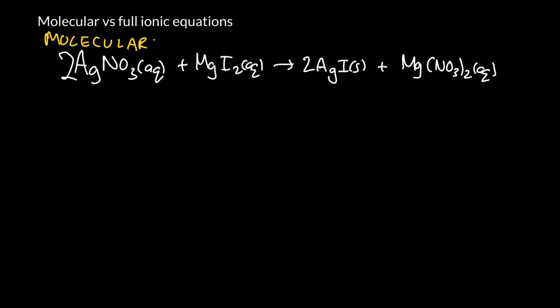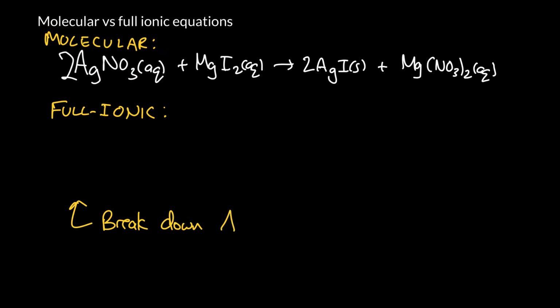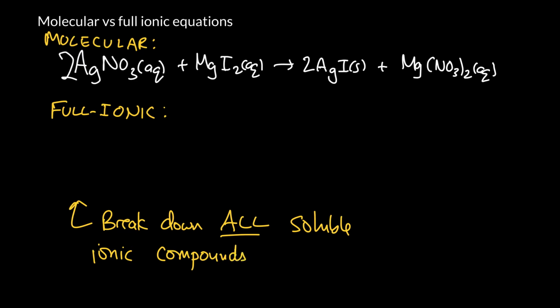And the reason it's called molecular is because, as far as we can tell, I mean, we know it's ionic, but we've written it out as if they were all molecules. And the full ionic equation emphasizes the fact that if it's ionic and it's soluble, it actually breaks down into ions. So in the full ionic equation, the rule is we break down all the soluble ionic compounds into ions. Okay, anything else we leave alone.